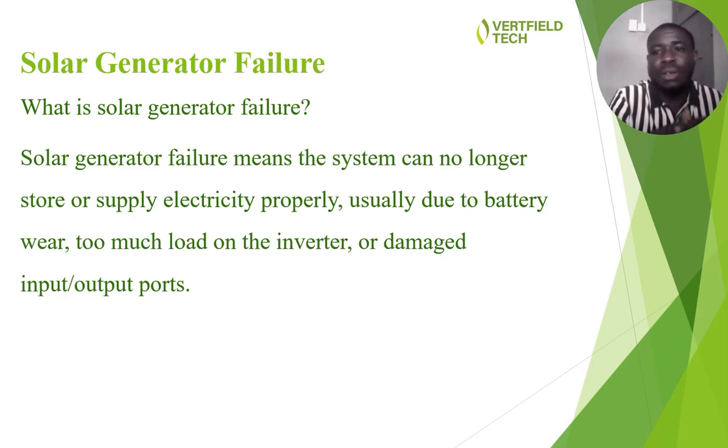It means that the system can no longer store or supply electricity properly, usually due to battery wear and tear, too much load on the inverter, or damaged input or output port. So when your solar power generator can no longer hold energy for you, you charge it all day, you cannot make use of it, that system has failed. You charge it all day, you connect only your laptop to it, and it goes off. That is failure.